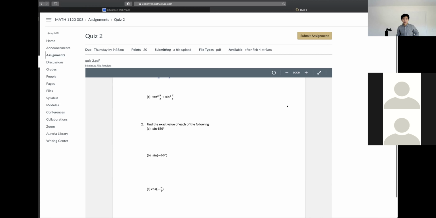For 1c, you first find the tangent of pi over 3, then you square that value. Then you find the sine of pi over 6, then you square that value. You got two values, then you add them together. That's it. Okay, thank you. I just thought it was different. Did I answer your question clearly? Thank you for asking. Feel free to ask more questions.